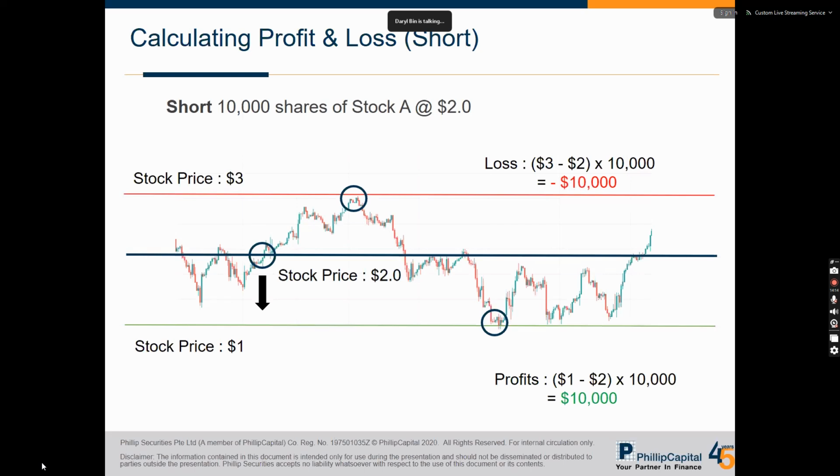Likewise, if you are in a short position, in order for us to profit, the stock must go down. Using the same example, when it goes down to $1, we will profit $10,000. If it goes up to $3, we will lose $10,000. Literally the opposite of a long position.